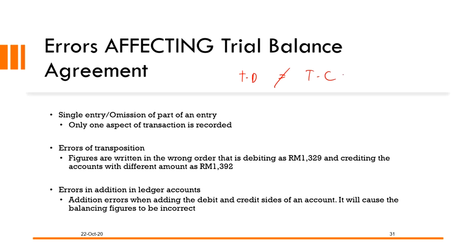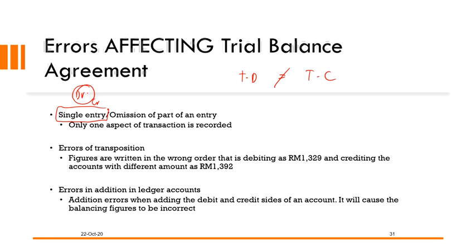Okay, what happened? First, because single entry. Accounting kan menggunakan double entry system. Maksudnya you must record dua, iaitu debit satu, credit satu. But now you only record one side only, single entry. So obviously it will affect your trial balance. Okay, single entry or omission of part of an entry. Only one aspect of transaction is recorded. Itulah maksud single entry.